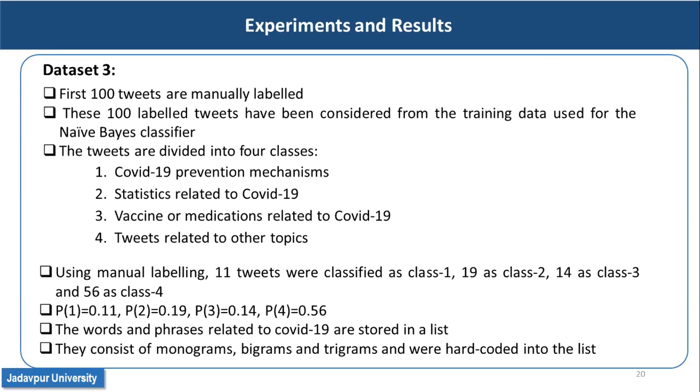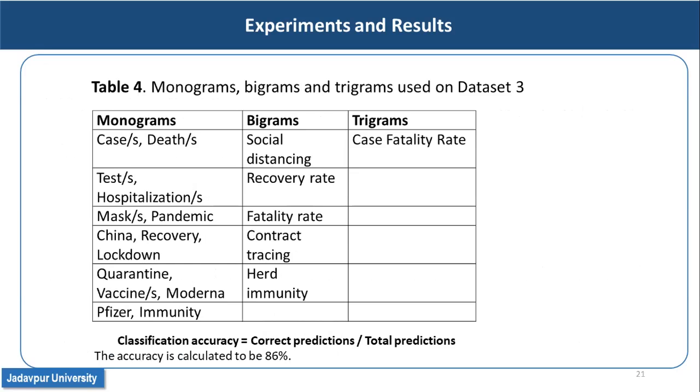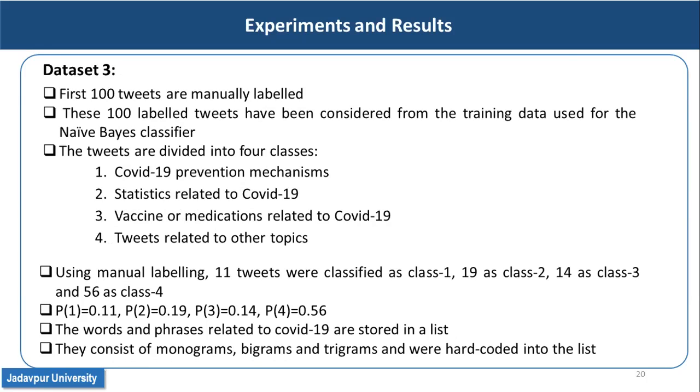So the tweets are manually labeled into only four classes. Using manual labeling, the tweets were classified as shown, and the probabilities were taken as inputs and stored in a list. For this case, the monograms, bigrams, and trigrams, groups of one word, two words, and three words, have been hard coded into the list.